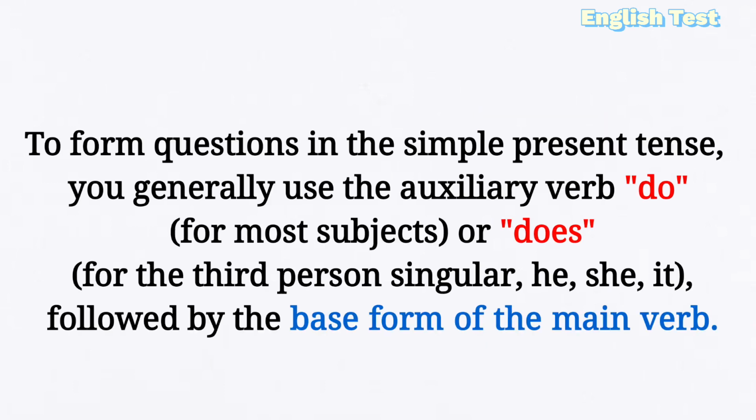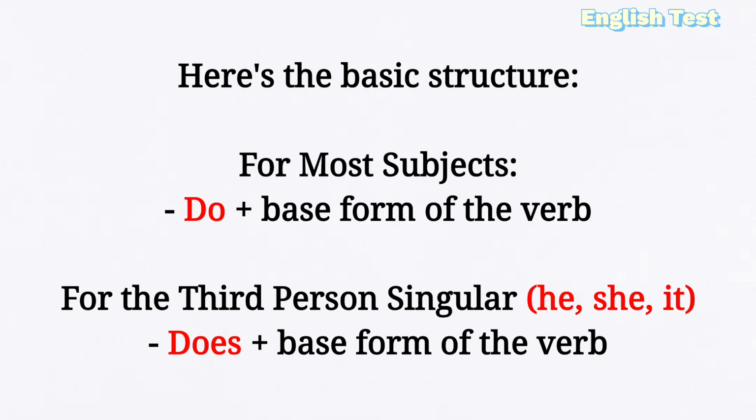Scheduled event. To form questions in the simple present tense, you generally use the auxiliary verb do for most subjects, or does for the third person singular: he, she, it, followed by the base form of the main verb. Here's the basic structure. For most subjects, do plus base form of the verb. For the third person singular, he, she, it, does plus base form of the verb.